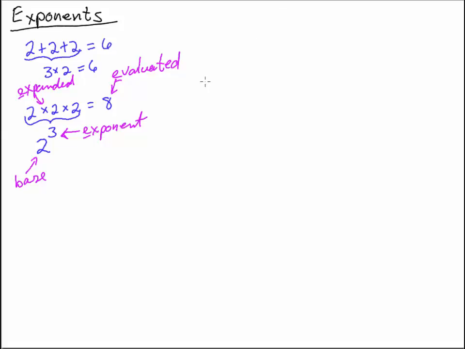So if you see something like 3 to the 4th power, well, that is right now an exponential notation. Expanded is 3 times 3 times 3 times 3. And there are 4 of them. If you multiply this out, you get 3 times 3 is 9. 3 times 3 is 9. Times those two together, 81 is what it is evaluated.